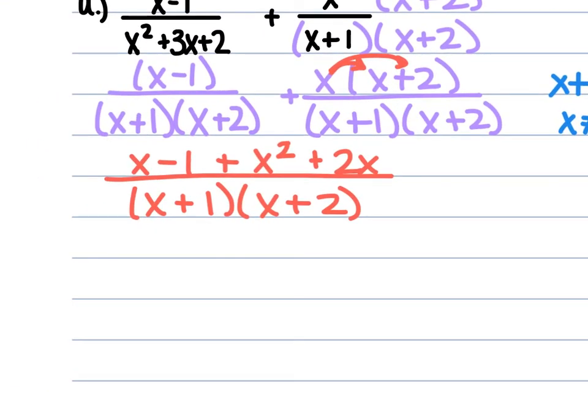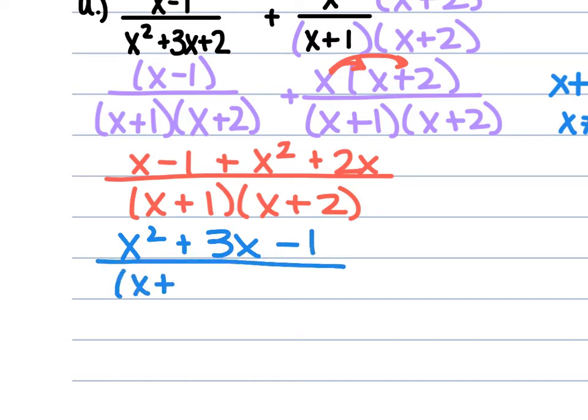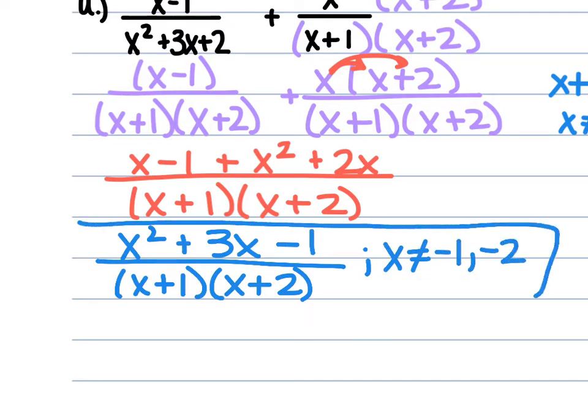So from here, go ahead and combine your like terms in your numerator as well. You're going to have x squared. You have an x and a 2x, so it's going to be plus 3x minus 1 over x plus 1 times x plus 2. That x squared plus 3x minus 1 cannot be factored. It is prime, so the only thing else that you have to do is tell me that x cannot equal -1 or -2. And this would be your answer.